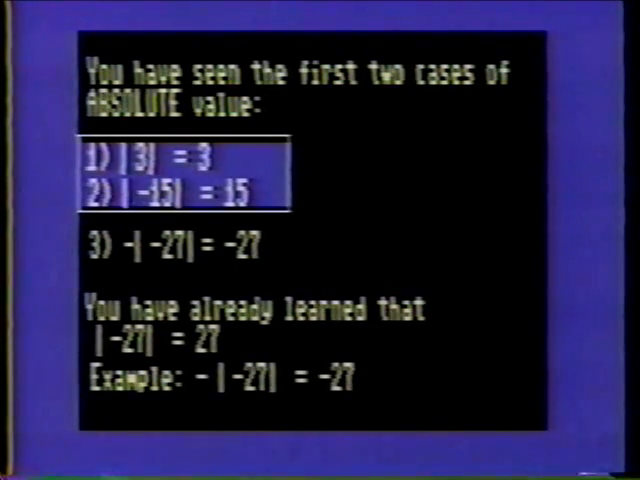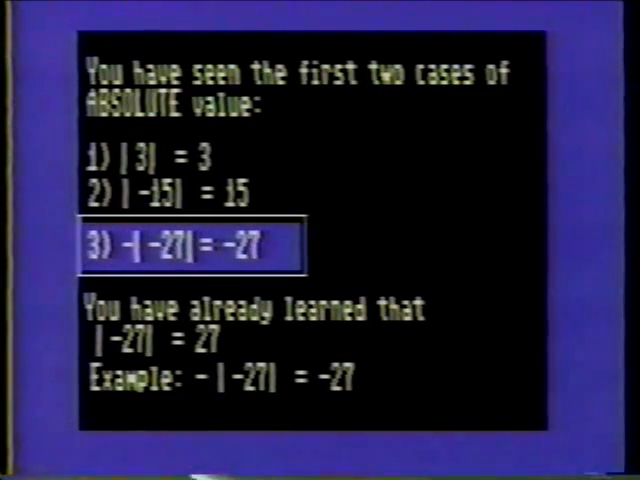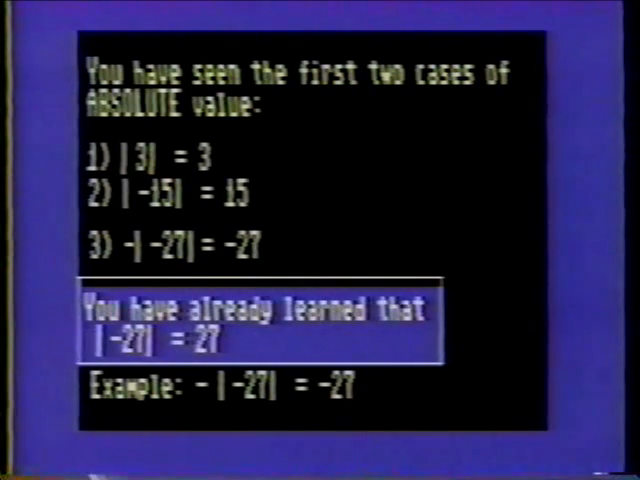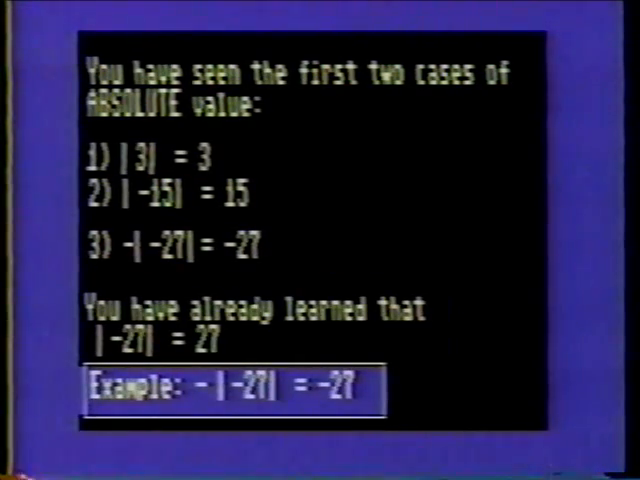You have seen the first two cases of absolute value, but the third is new to you. However, it is not a difficult concept to understand when looked at with the proper perspective. You have already learned that the absolute value of negative 27 is 27. In the above example, by placing the negative sign outside of the absolute value symbol, it is unaffected by the operation. Therefore, the minus sign outside of the absolute value symbol yields the negative result.